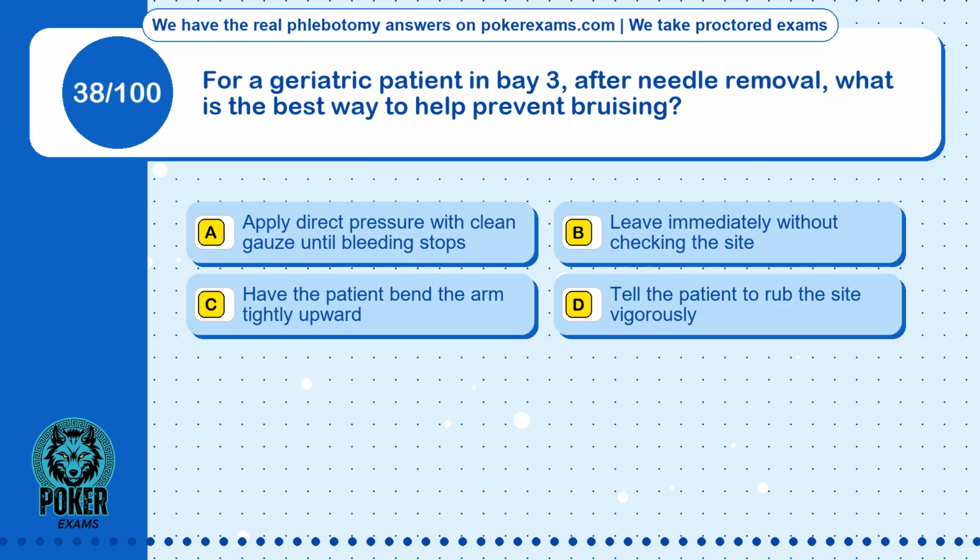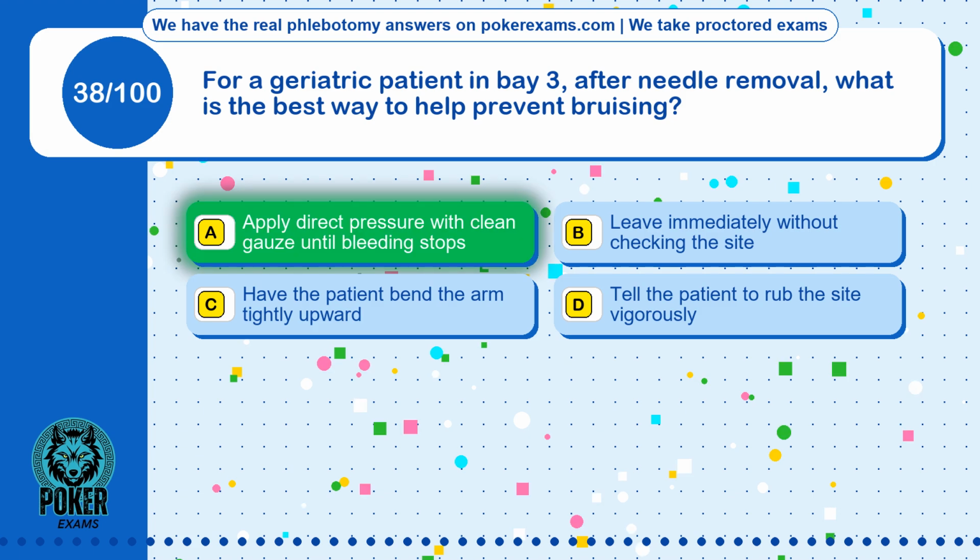Question 38. For a geriatric patient in Bay 3, after needle removal, what is the best way to help prevent bruising? Option A, apply direct pressure with clean gauze until bleeding stops. Option B, leave immediately without checking the site. Option C, have the patient bend the arm tightly upward. Option D, tell the patient to rub the site vigorously.